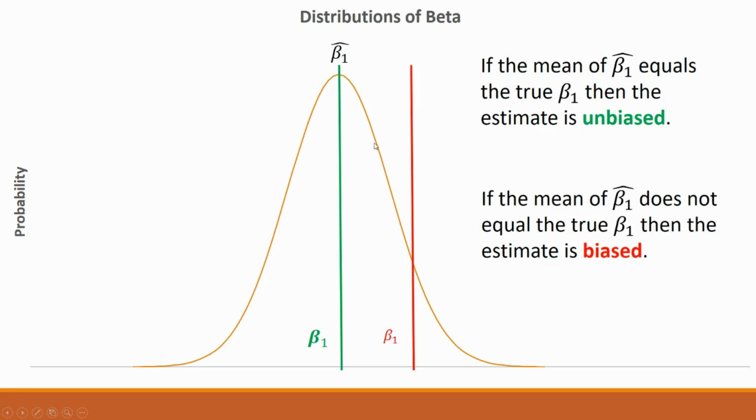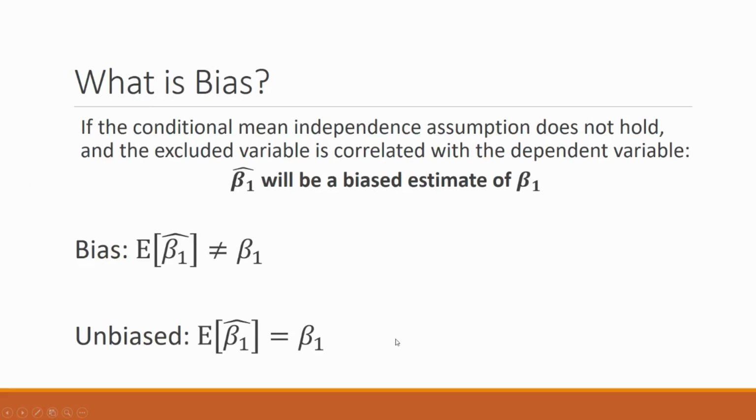It's going to be systematically either smaller or larger than the true population beta, and it's not going to give us a good estimate. We can't reasonably conclude that our beta 1 estimate gives us a representation of the true beta 1 if it is biased. So bias is a really big problem. Now let me make this a little bit more clear. Bias is when the expected value of beta 1 hat is not equal to the true population beta 1.